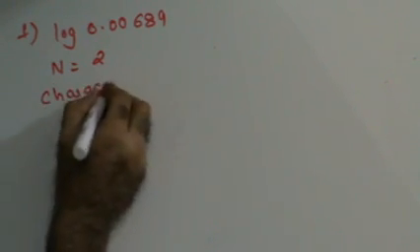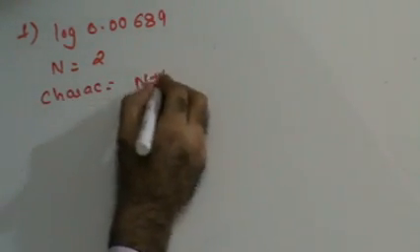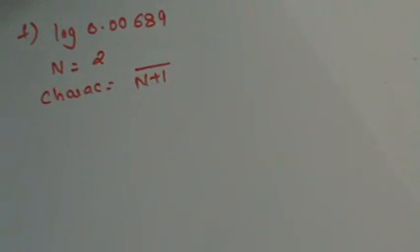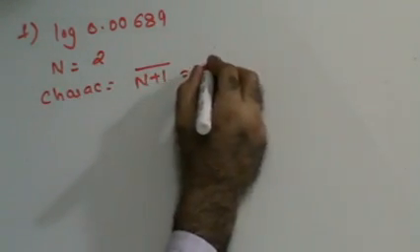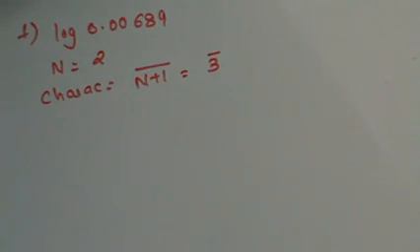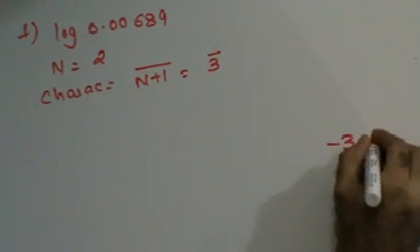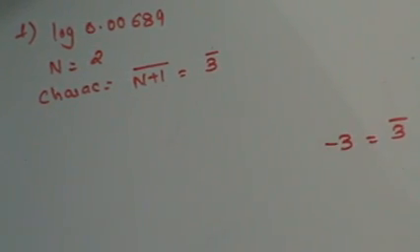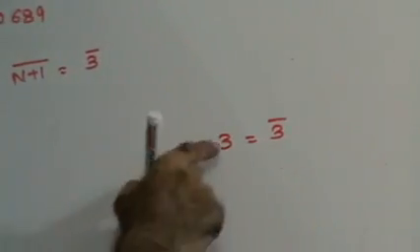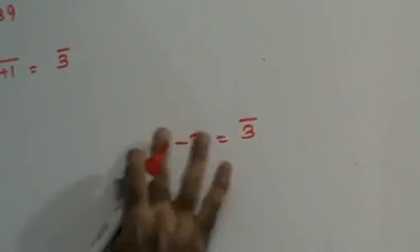Characteristic is given by the formula n plus 1 bar. So that is 2 plus 1 bar, that is 3 bar. Question, what is bar? Bar means minus sign. Instead of writing minus 3 in logs, minus 3 is written as 3 bar. So whether I say minus 3 or 3 bar, it's the same thing.